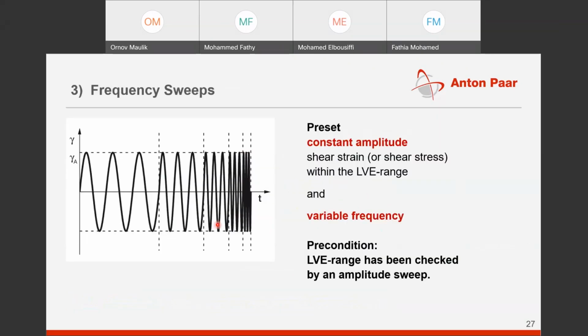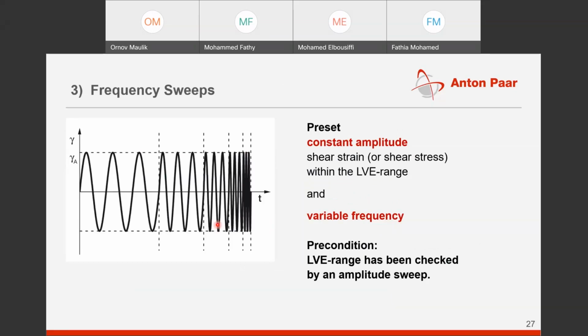Another test that we can perform is the frequency sweep. Now, if you remember, in amplitude sweep we discussed that we are varying the strain, that is, we are varying the deformation, and we are keeping the frequency, that is the speed of the oscillation, fixed. In frequency sweep, we do it the other way around. So we keep the strain fixed, that is, we fix the deformation, and we vary the speed, or the frequency.